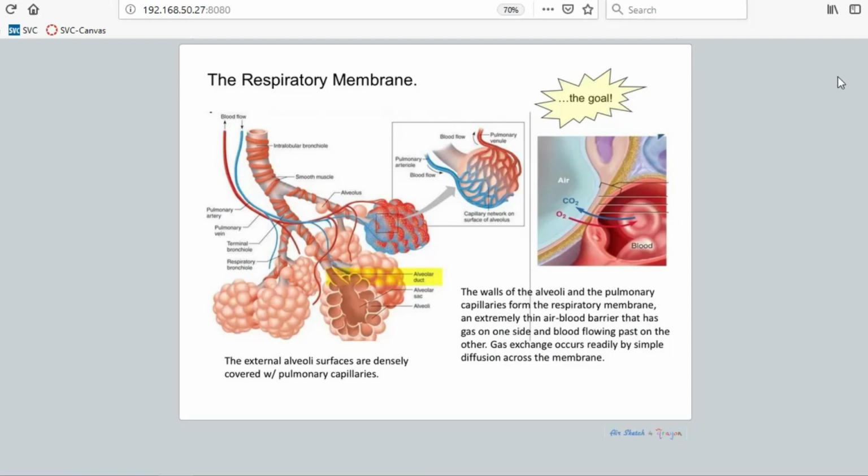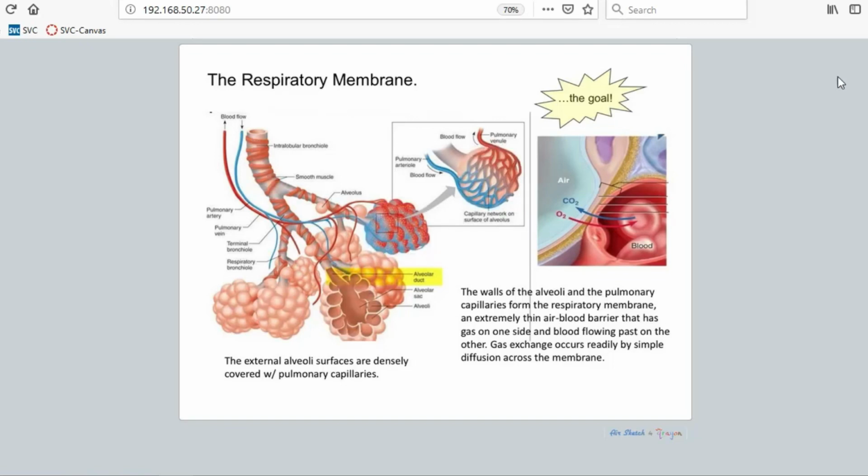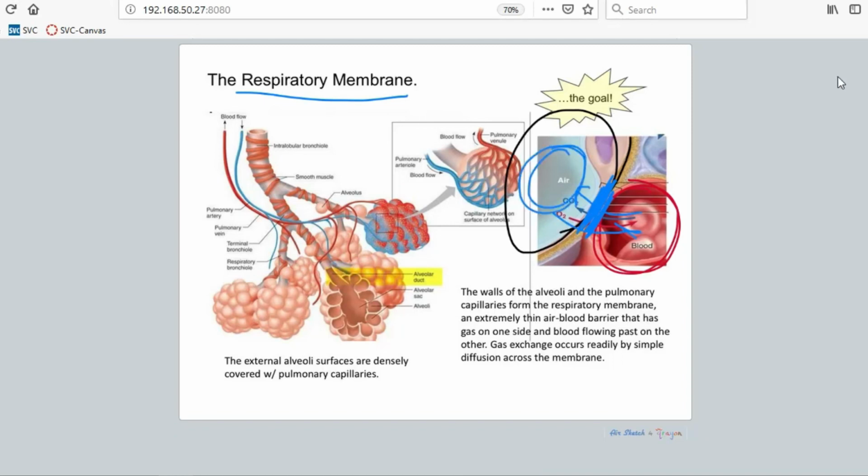Okay, so we went through the bronchioles. Now we're in the alveoli, these air sacs, and on top of the alveoli we have this dense plexus of capillaries. We have a dense capillary bed over these alveoli. And what this does is it forms what we call the respiratory membrane. So here we have an alveolus, and there we have a blood vessel, and together they form the respiratory membrane. And this is the membrane that gas has to move across to get from the air into the blood and from the blood into the air.